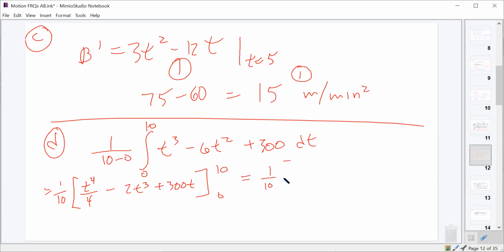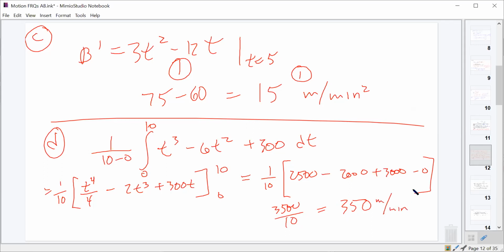So now we've got 1/10 of, let's see, 10,000 over 4, that's 2,500. Minus, that should be minus 2,000. And then that should be plus 3,000, and then minus a bunch of zeros. So we've now got 3,500 over 10, which ought to be 350. And if it's in velocity, it should be meters per minute.